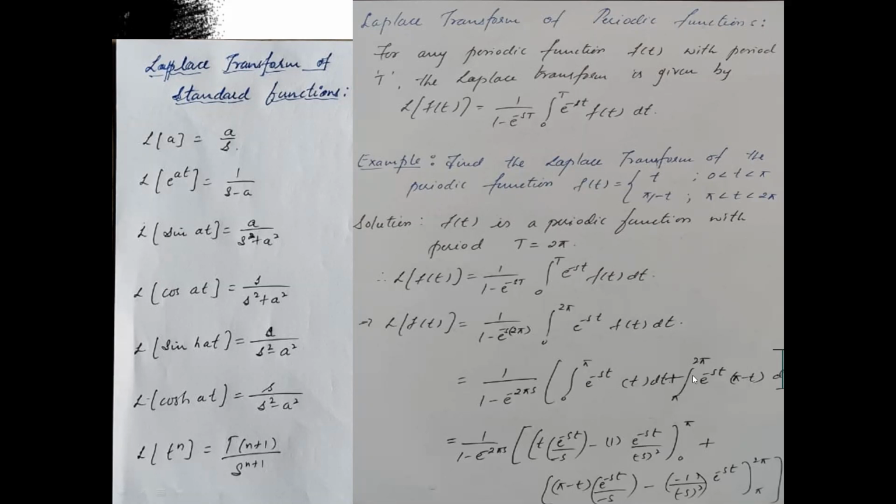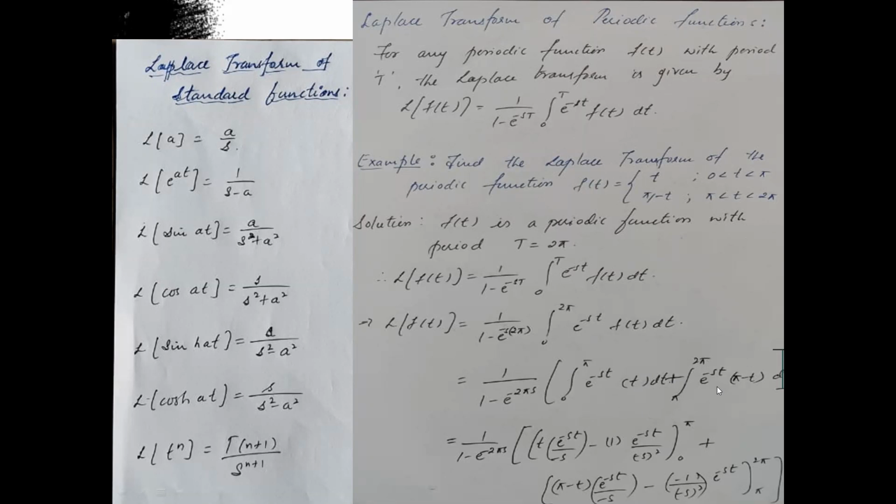Let us integrate this by taking Bernoulli's rule. t is kept as it is. Integration of e raised to minus st is e raised to minus st divided by minus s. Derivative of t is 1. Then integration of this e raised to minus st divided by minus s is e raised to minus st divided by minus s whole square. We'll stop the integration here because the derivative of 1 will be 0. Now limits are from 0 to pi. This completes the evaluation of the first integral.